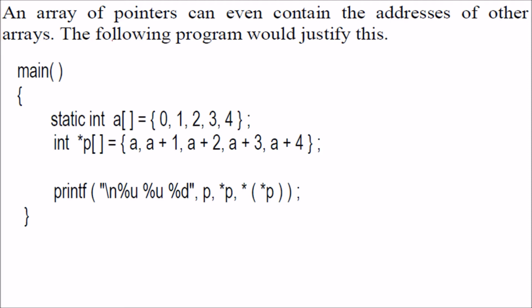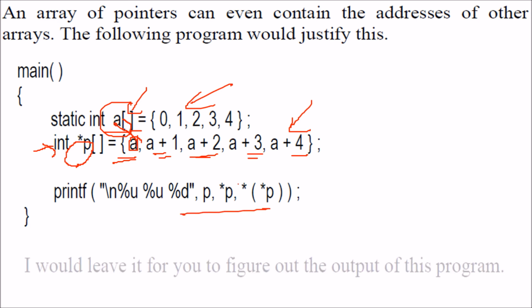And the array of pointers can even contain the address of other arrays. See, this is an array. Then in this array of pointers, you are putting the address of other arrays like this. So this is a simple static array, and you have placed A. You know this is the address because the name of the array is always the address of the first value. So A plus 1, A plus 2, A plus 3, A plus 4, you have specifically placed in this array of pointers the addresses of these values. So when you print it, you will get the proper value.